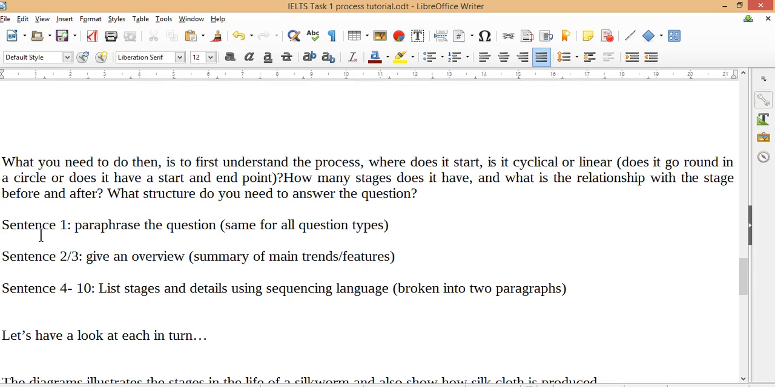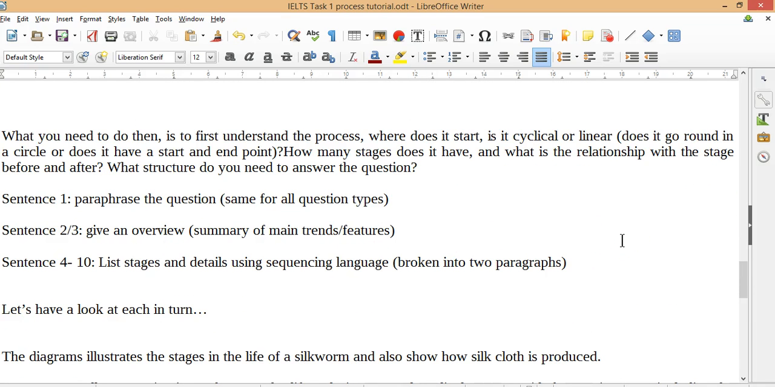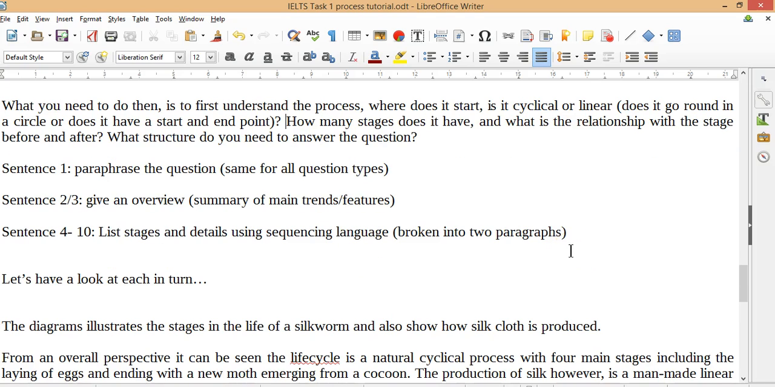So what you need to do then is first, understand the process. Spend a bit of time looking at it. Where does it start? As I said, is it a cycle? Is it linear? Count the number of stages. What's the relationship between the stages before and after? What structure do we need to answer the question? Well, in terms of structure, it's pretty straightforward. It's basically the same as the others.